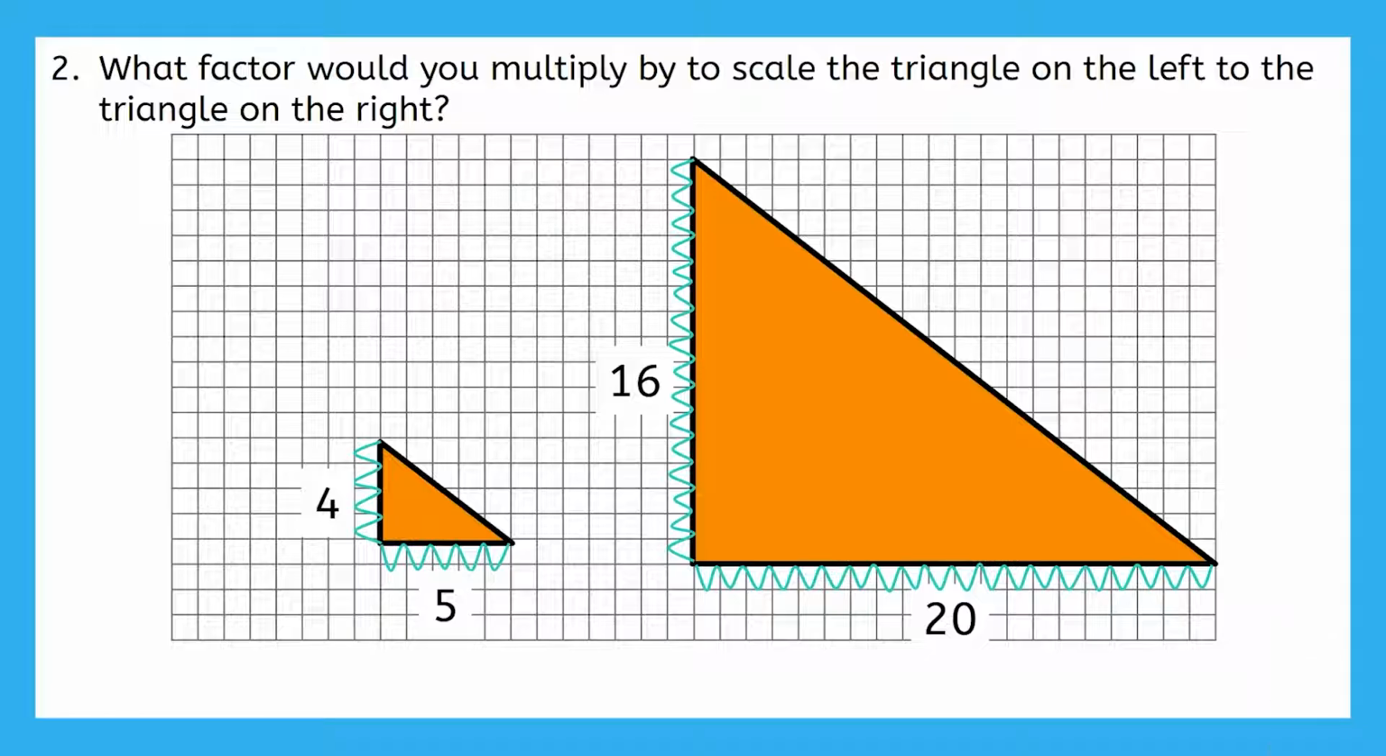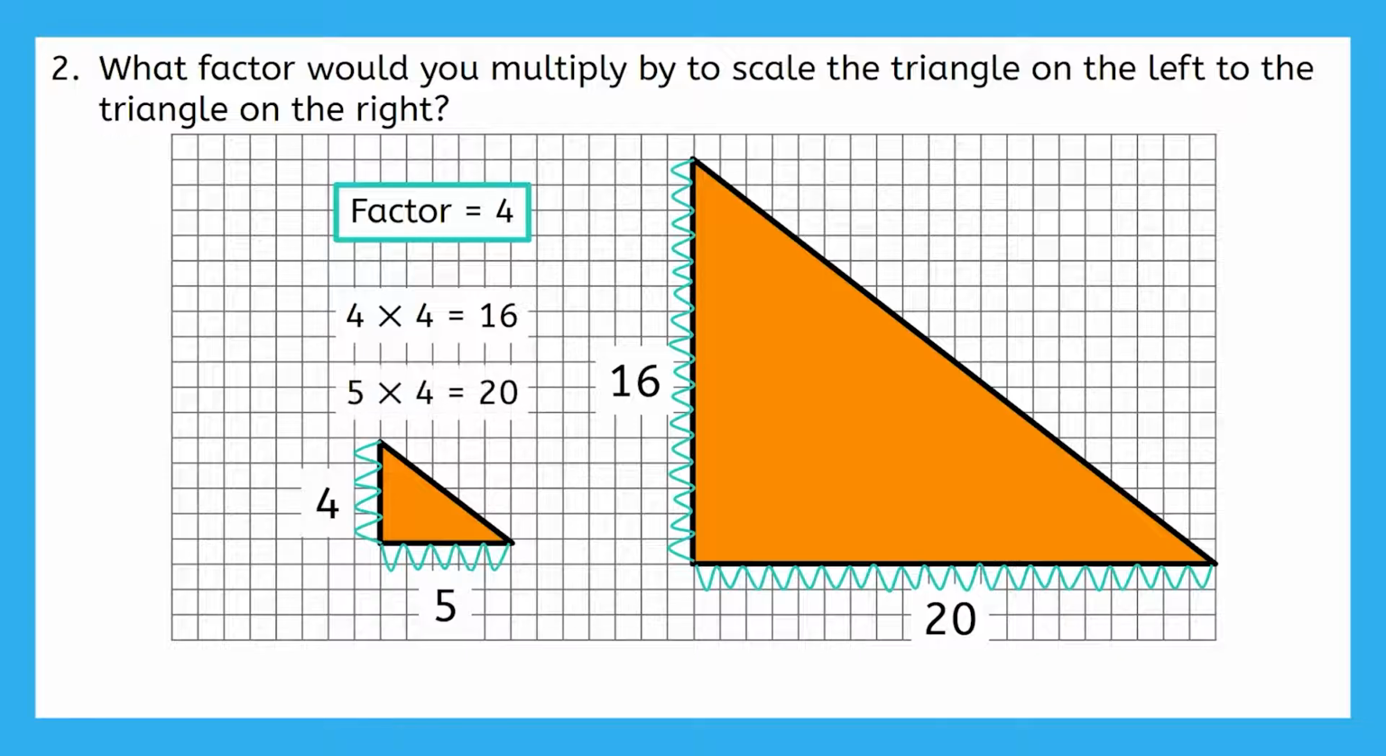Did you figure out the factor? This time we needed to multiply both dimensions by 4. 4 times 4 equals 16, which is the new height we were looking for, and 5 times 4 equals 20, which is the new width we were looking for. These new larger triangles are gonna be perfect.